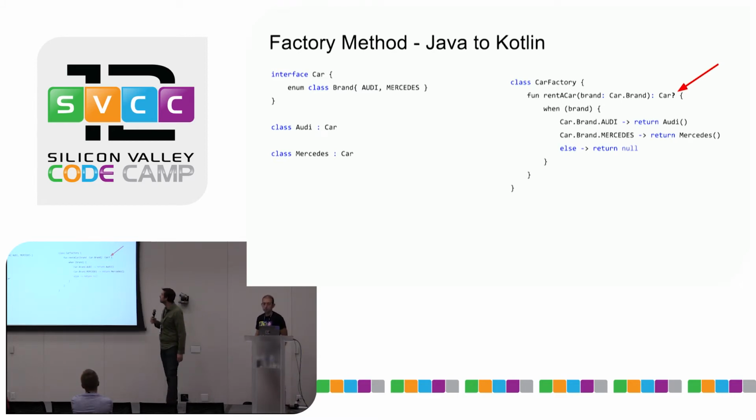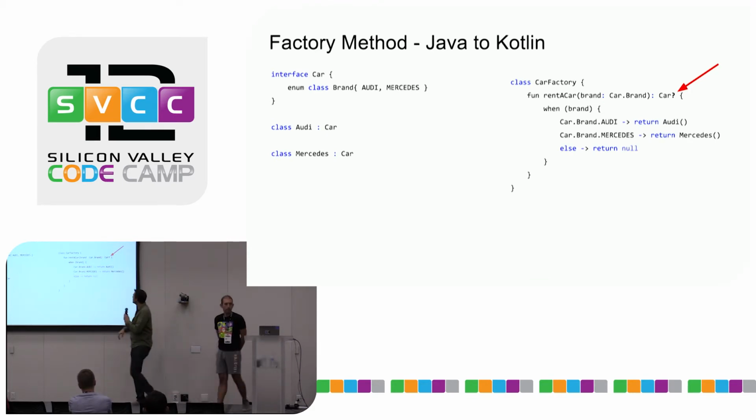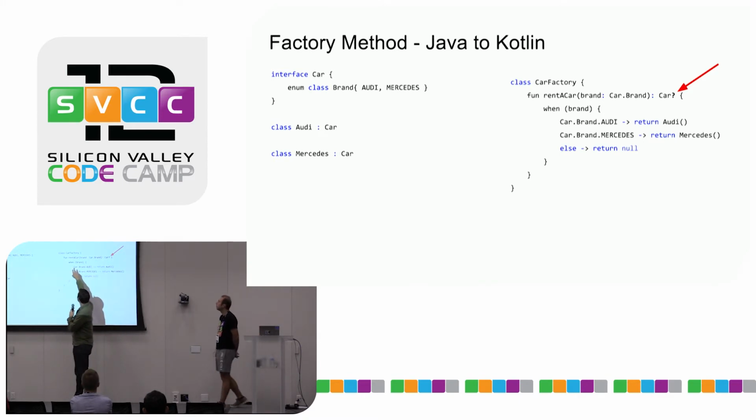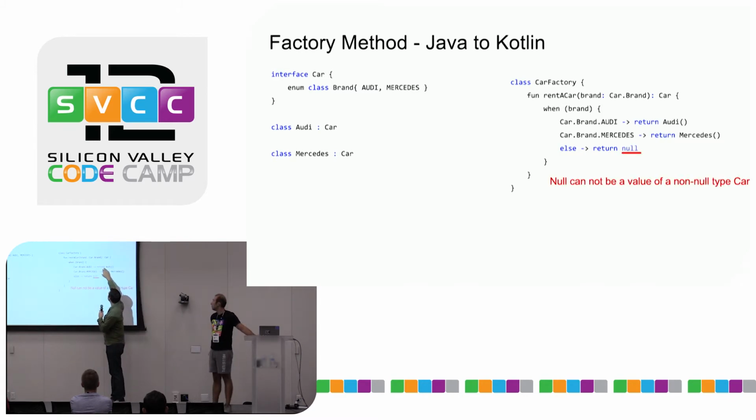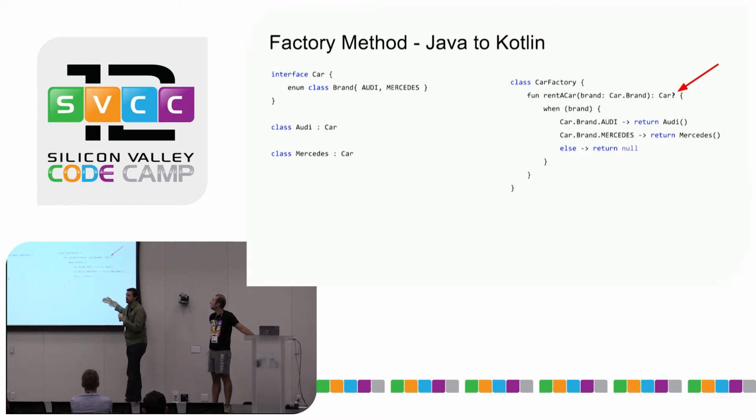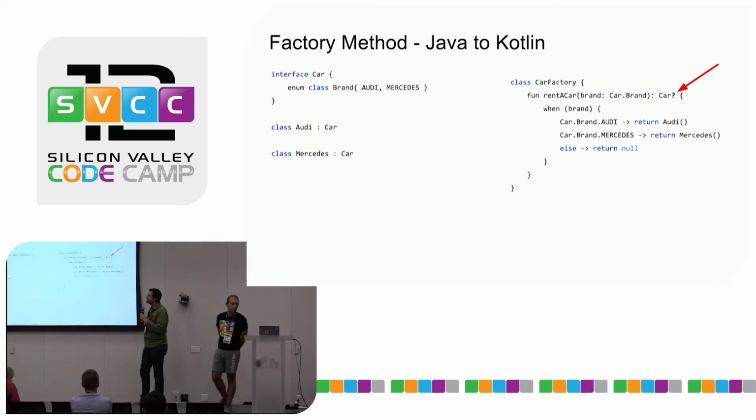Sorry, what's that? Fun is a function. So fun means function. Yep, and the return type is at the end of the method signature. So fun means function, then rentACar is the name of your method, and then this is the return type. If this colon Car were up above, next to CarFactory, it would mean inherits from or implements. So it's a little overloaded.